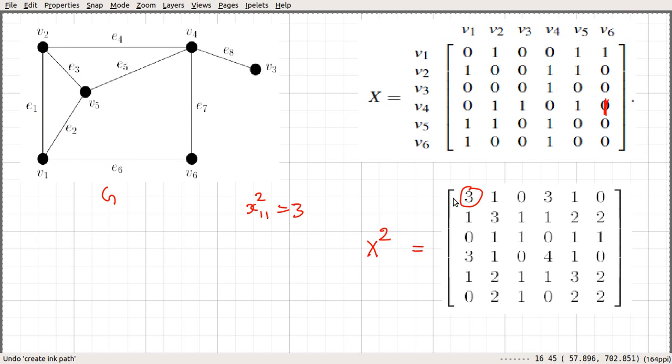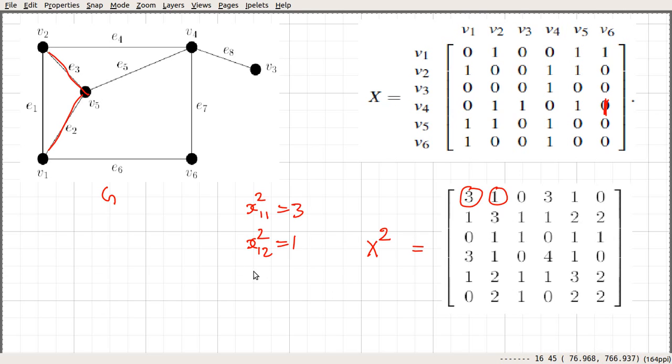Similarly, if you look at this entry, that says x1,2 squared is equal to 1. So there will be only one walk of length 2 from V1 to V2. We can see from here, sorry, it's not x1, let me correct that. Here we are talking about x1,2, that is equal to 1. That says between vertices 1 and 2 there is one path of length 2. That path corresponds to this one: you can move to V5, and from V5 you can move to V2.